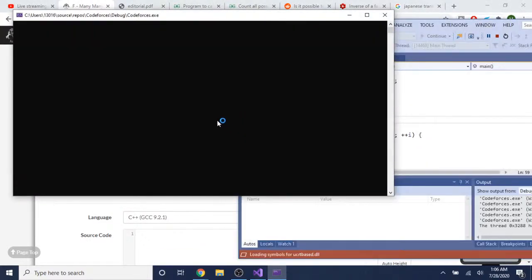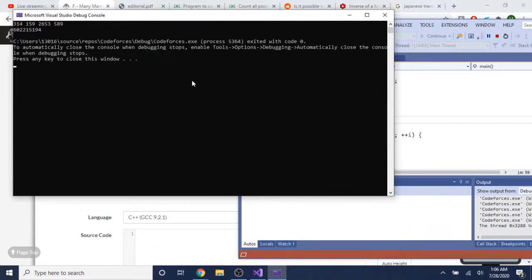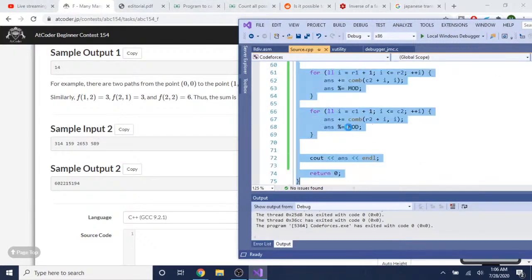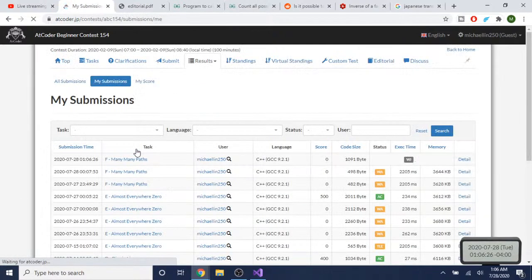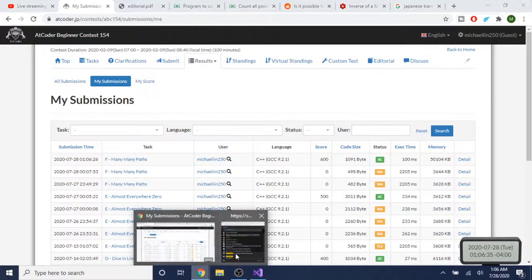This is a hard problem. I don't know what's on a beginner contest. Okay, yeah, so that works also. Okay, I'm going to post a question on tutorial on factorial inverses, and we'll be on our way. All right, I got AC'd.